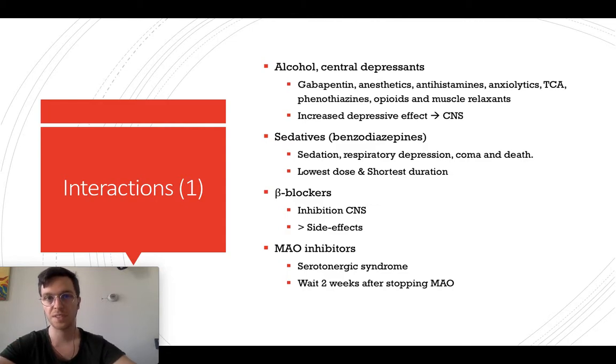The use of morphine can also have some interactions with other medications, most notably with alcohol or with other central depressants like gabapentin, anesthetics, antihistamines, tricyclic antidepressants, anxiolytics, opioids, and muscle relaxants. What it does is it increases the depressive effects on the central nervous system that morphine already has, and may lead to suppression of your breathing, and also in severe cases to coma and even death. The same can be said for sedatives like benzodiazepines.